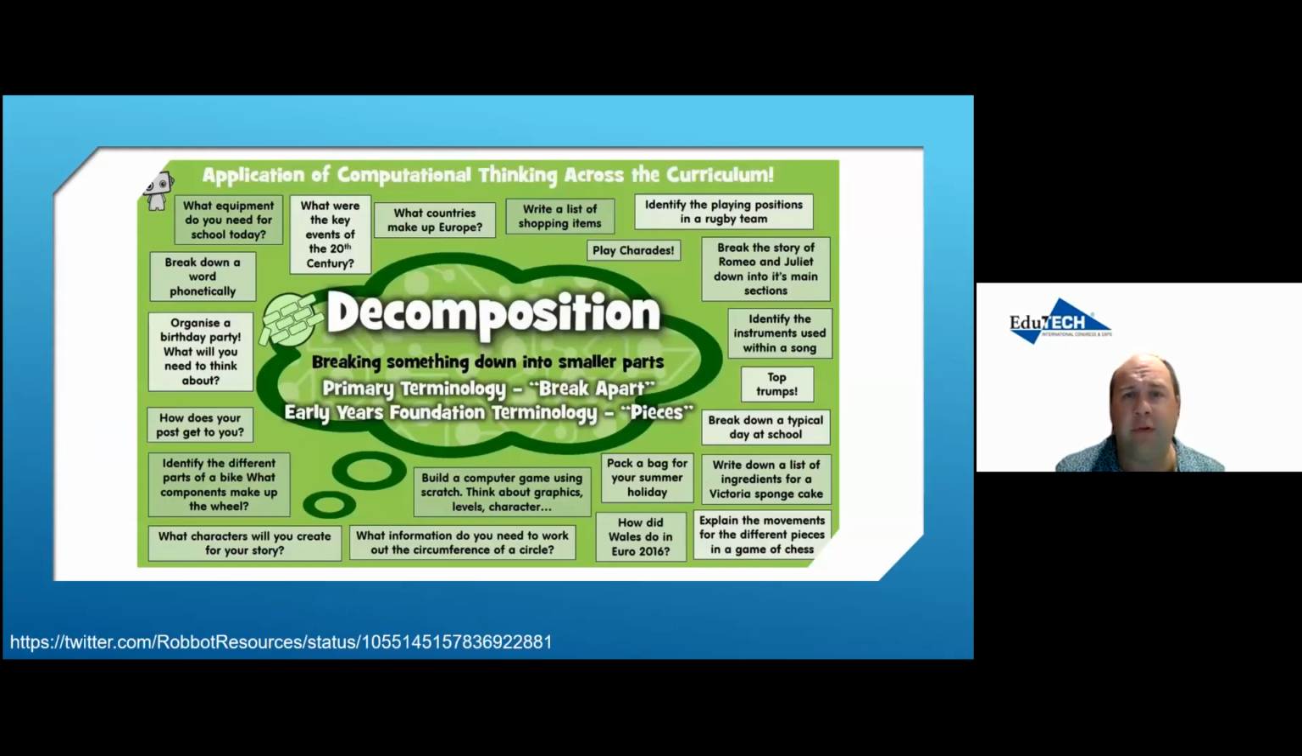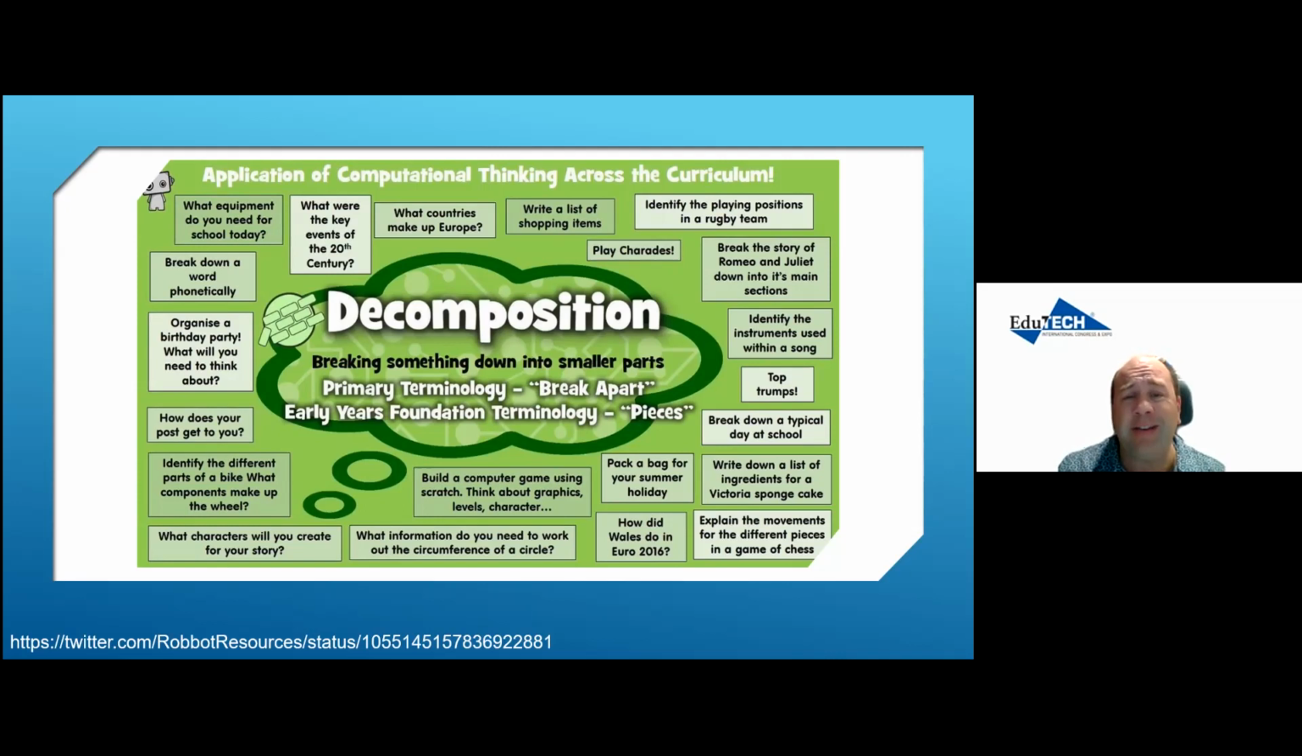Here's a wonderful example of decomposition and where it can sit within the curriculum. This comes from Robot Resources on Twitter, and I've got the Twitter address there. What this poster was really talking about is what decomposition is in primary terms: breaking apart, early years foundation terminology, pieces, and then all around the outside are things that we already do in the classroom that actually do break things up.